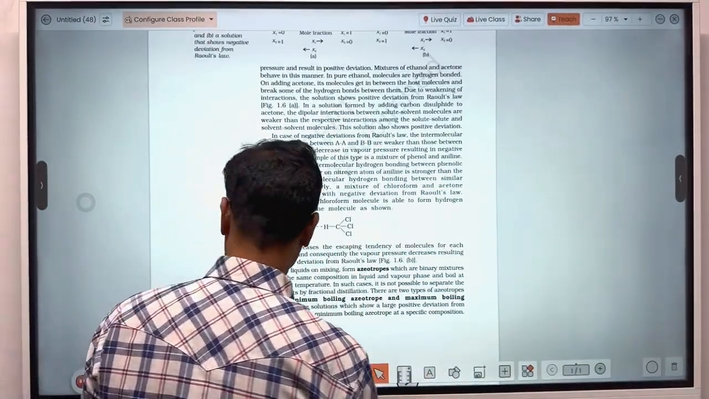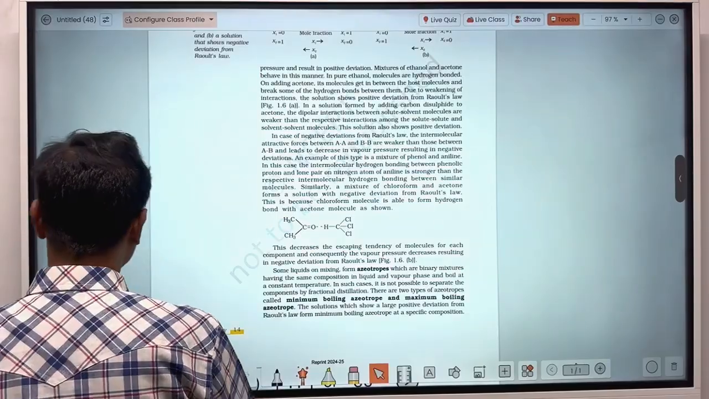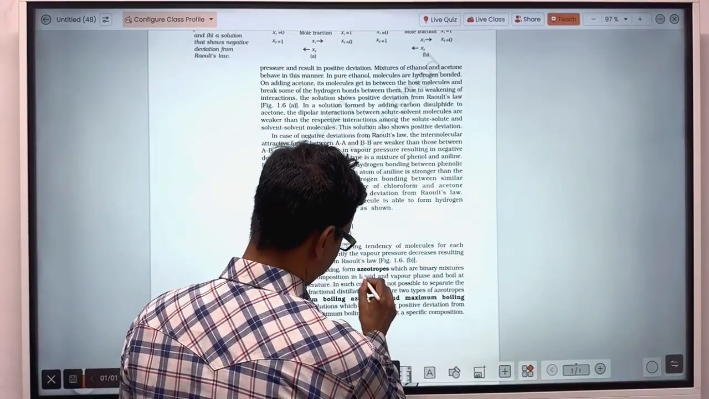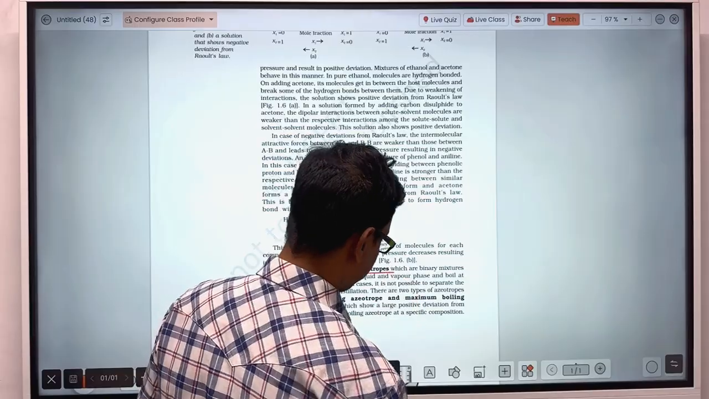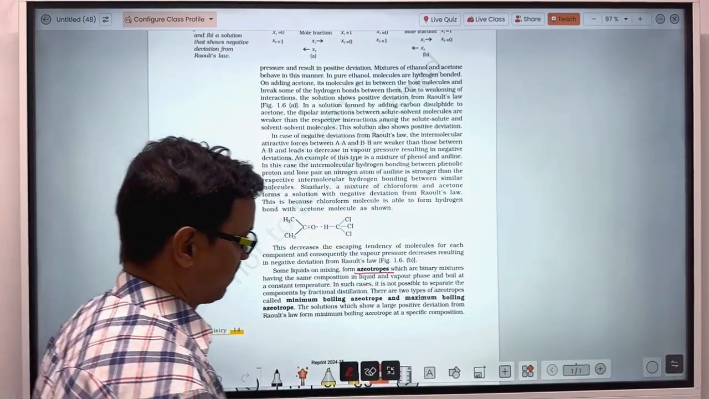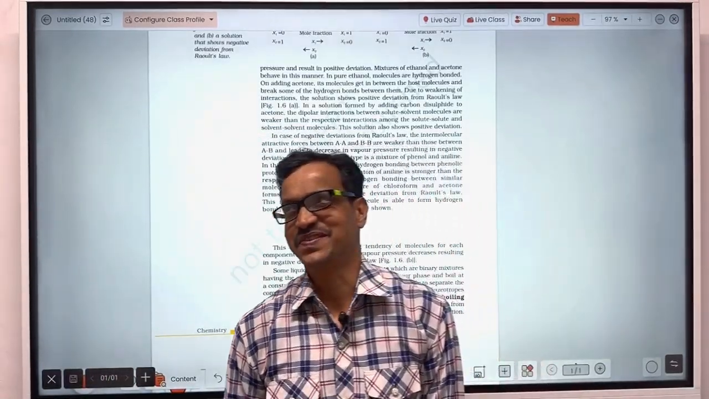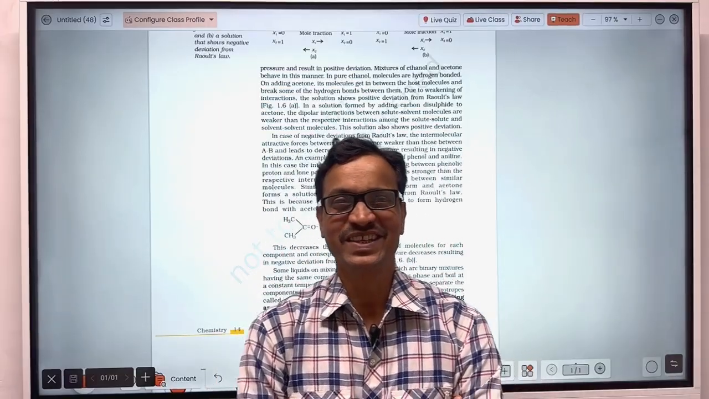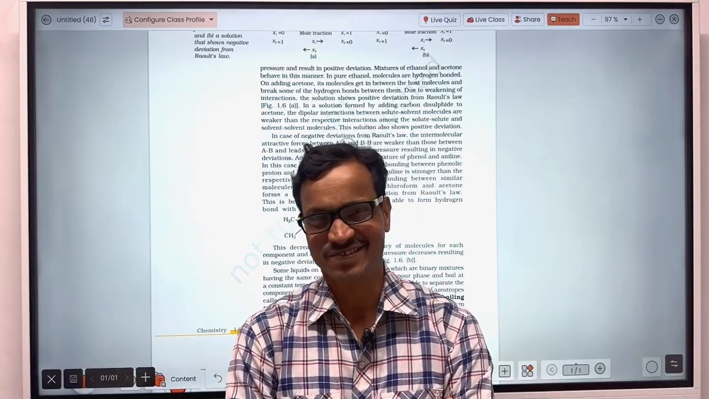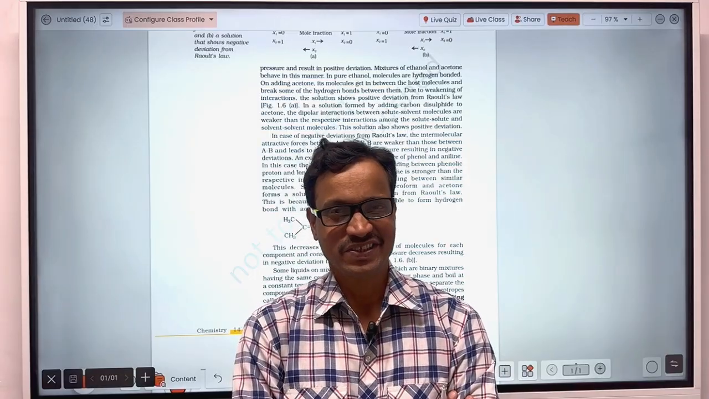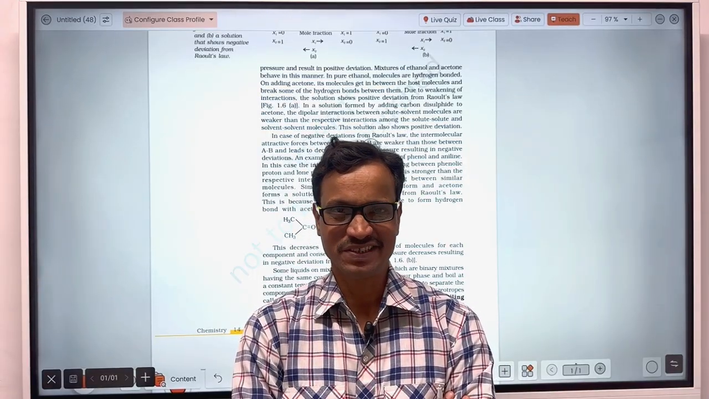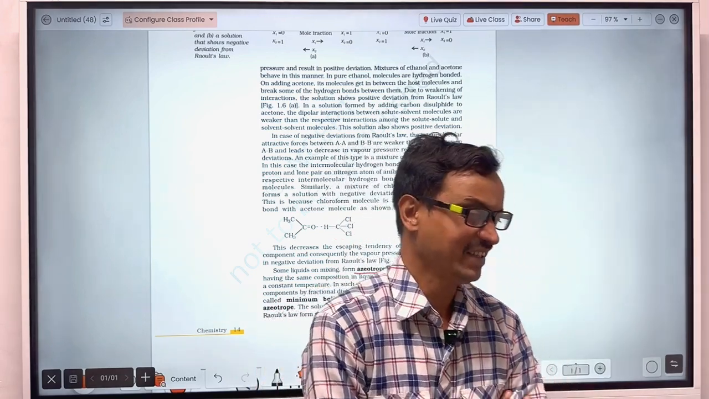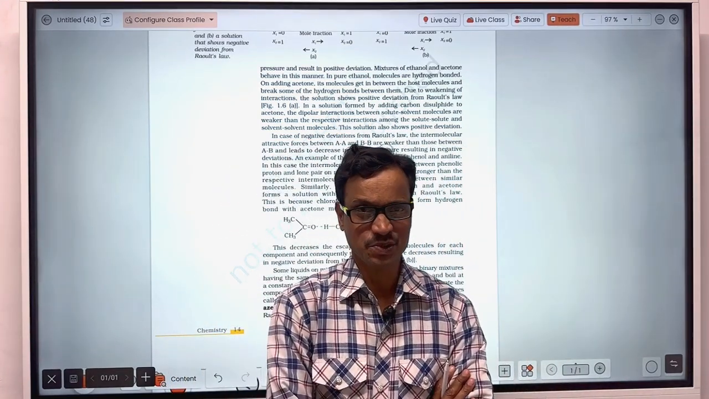Now in the 12th board examination, a question is frequently asked about azeotropes. What is an azeotrope? And normally students don't get full marks in this question. Actually, the students don't mention all the points which they have to write. So let's see what azeotropes are.